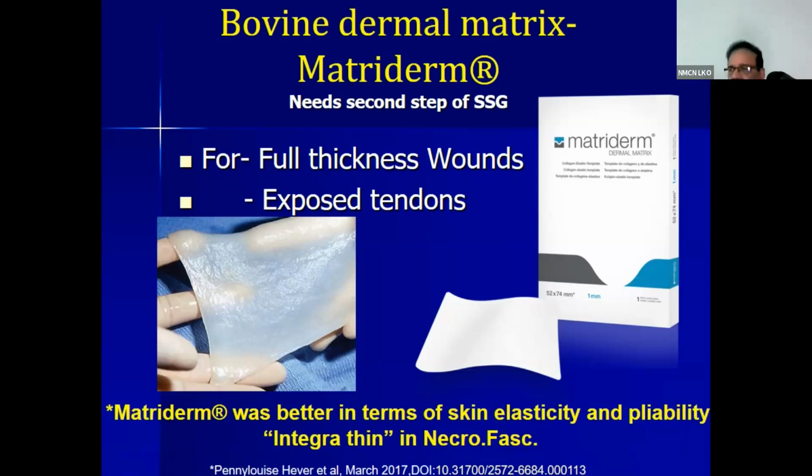A trial was done where both Integra and Matriderm were tried, and it was seen that Matriderm was better than Integra in terms of skin elasticity and pliability. So wherever there is a joint, etc., Matriderm can be a better choice.